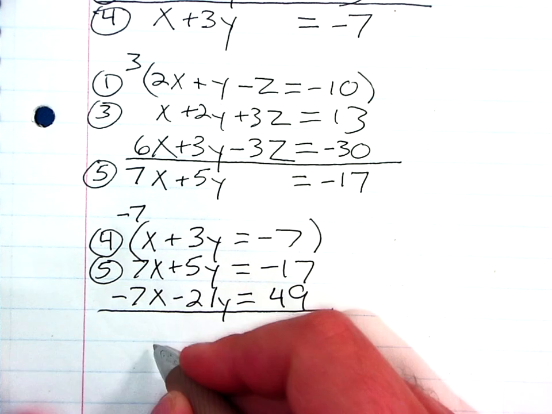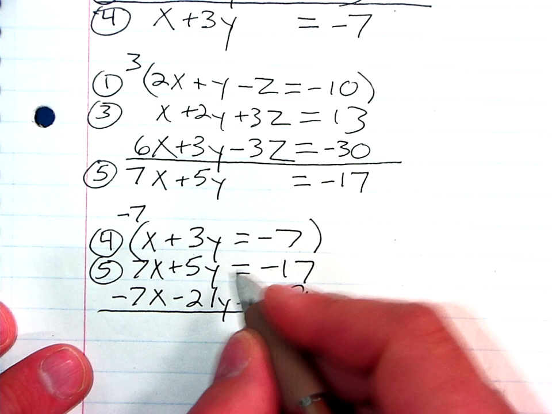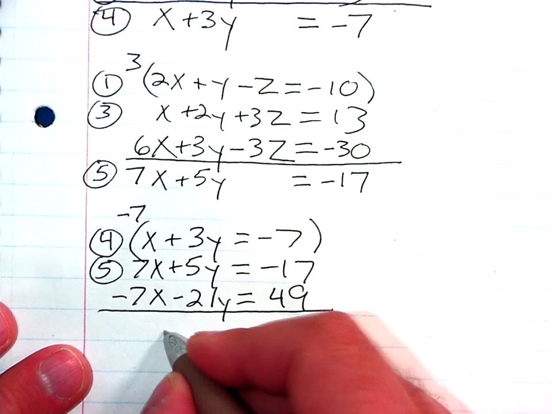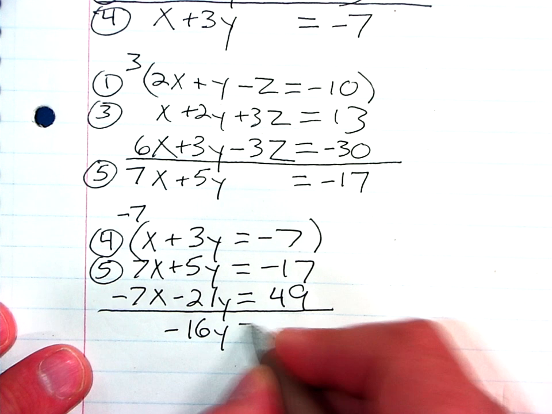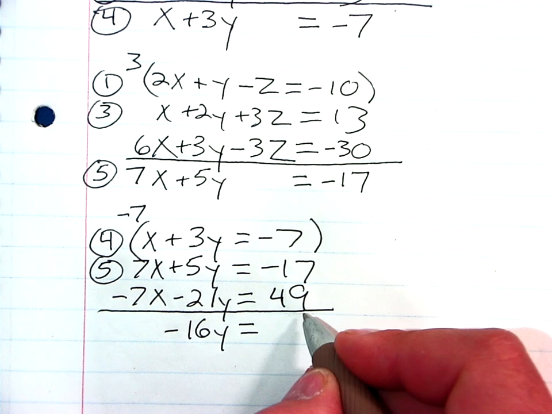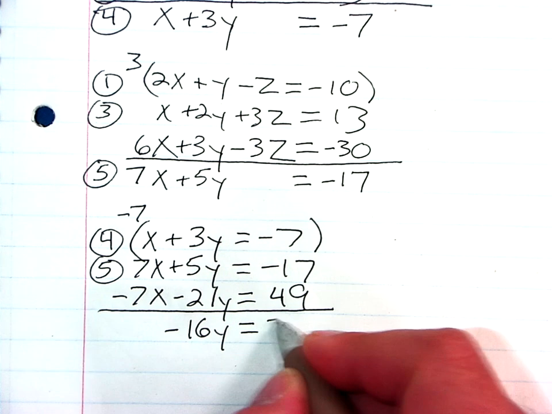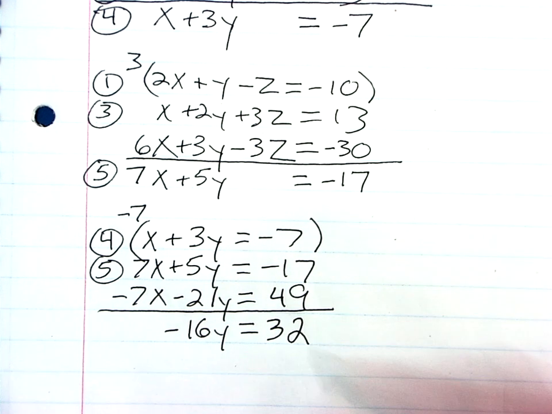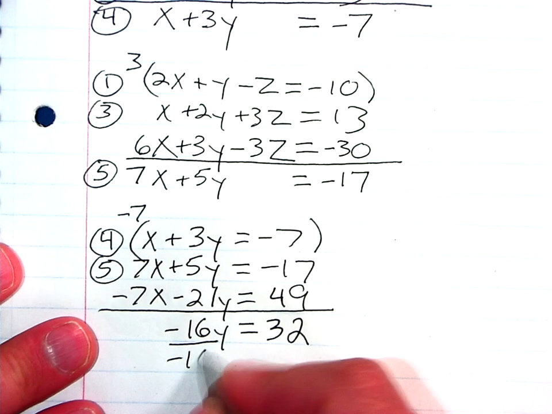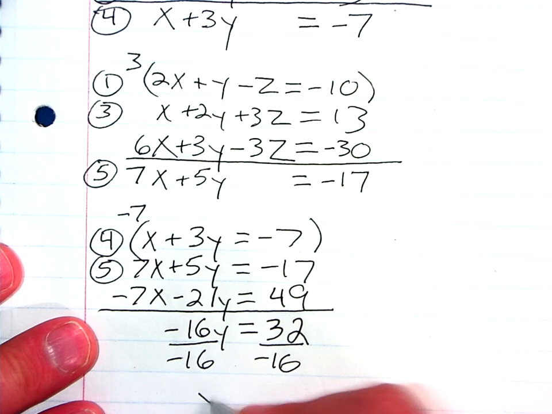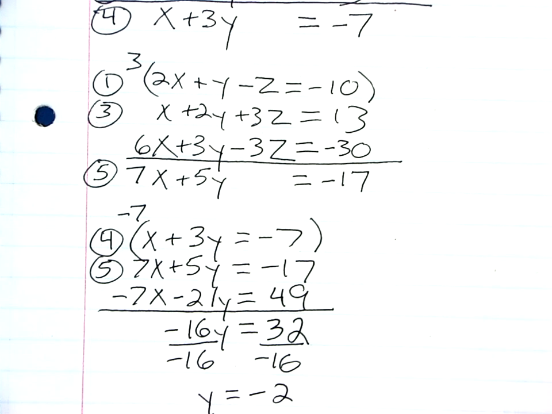7x minus 7x is 0. We eliminated the x. Very good. 5y minus 21y is -16y. -17 plus 49 is 32. The -16 is multiplying, so to get rid of it, we divide. y equals -2. How do we find out what x is? Plug it back into 4 or 5. Does it matter? I would probably plug it into 4 just simply because x is by itself.